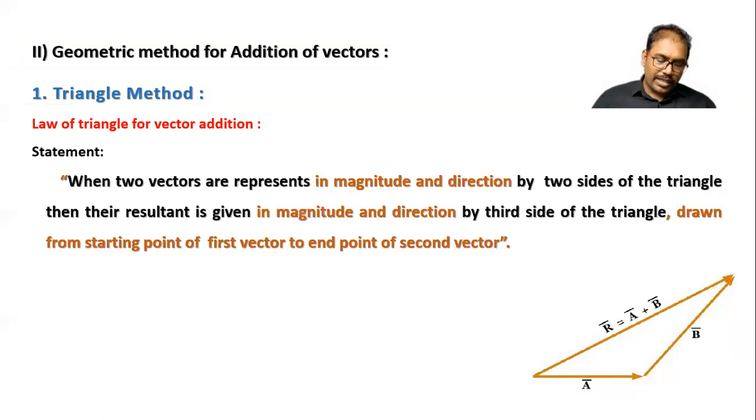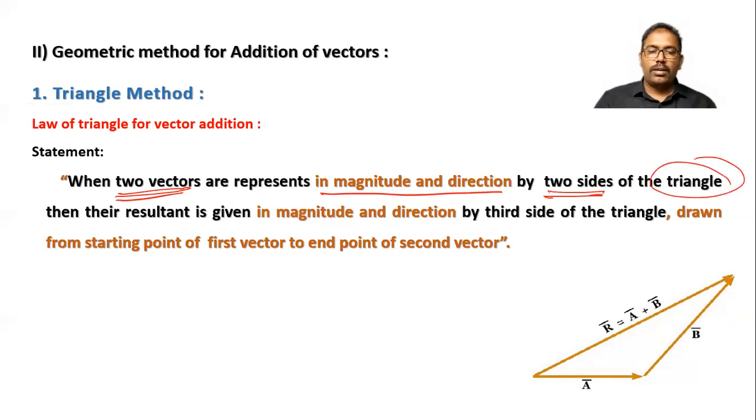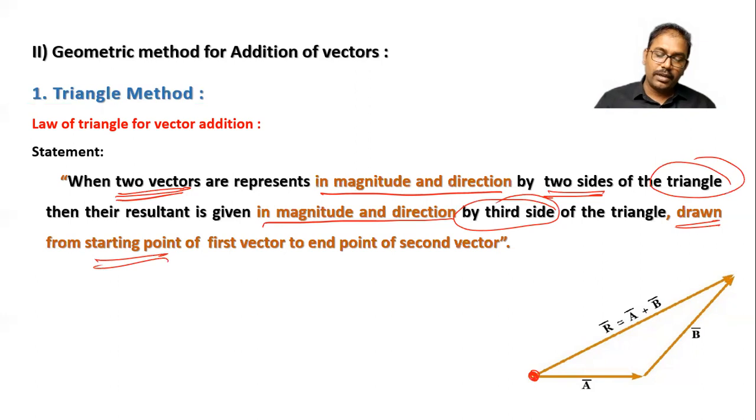See here, you can see this statement. When two vectors are represented in magnitude and direction by two sides of a triangle, then their resultant is given in magnitude and direction by the third side of the triangle. And that third side is drawn from the starting point of the first vector to the end point of the second vector. The second vector is B bar and this is the end point. So we have to draw like this.